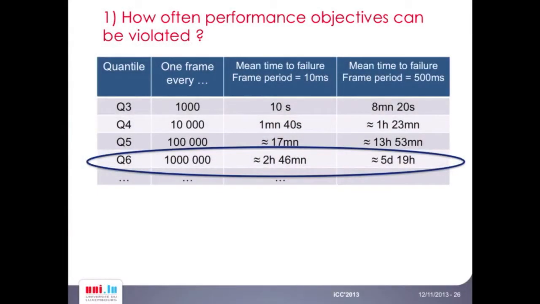First question: how often can a performance objective be violated? For instance, Q6 means that one frame every 1 million will, on average, miss its deadline. So if we consider 10 millisecond frames, it translates into one deadline miss every 2 hours 45. Is it acceptable? Well, it's up to the system. For 500 millisecond frames, it's 5 days and 19 hours.